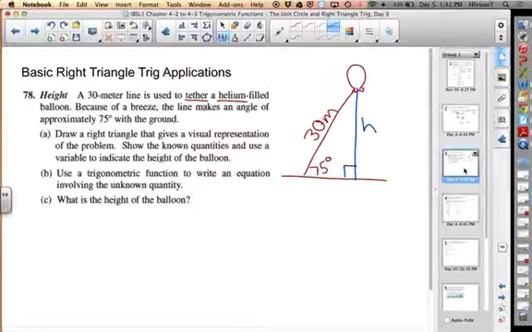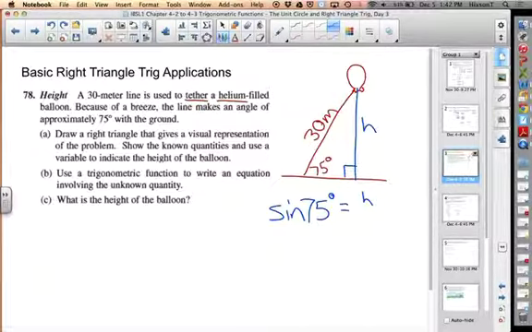If we're going to use a trig function to write an equation, how would we do that? Sine of 75 degrees equals H over 30. Someone else, why did he use sine? Or cosine. Because opposite. Yeah.